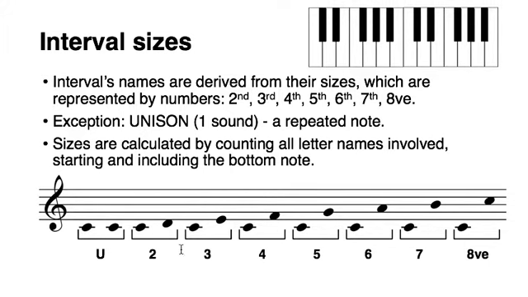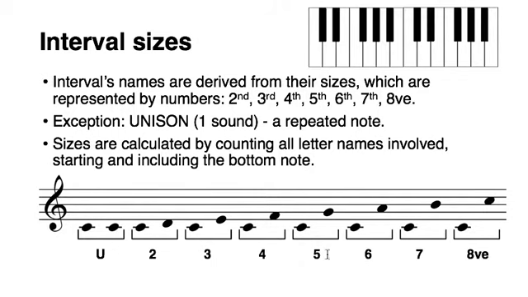I have provided examples here, so you can see how we calculate sizes by counting the letter names starting from and including the bottom note, which in these cases here is always the first note because these are all ascending intervals, except the unison here. So the unison, same letter name, C, C. A second, there are two letter names, C and D. Notice how I'm always starting here at middle C. A third, C, D, E, right? 3 letter names. A fourth, C, D, E, F, 4 letter names, and so on and so forth. A fifth is C to G. A sixth is C to A. A seventh, C to B, and then the octave is C to C, 1 octave above.